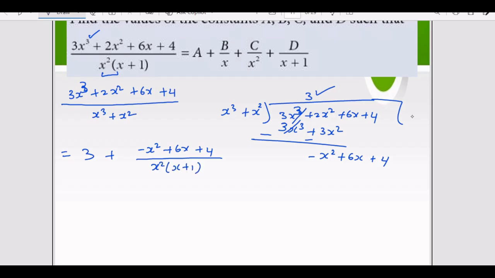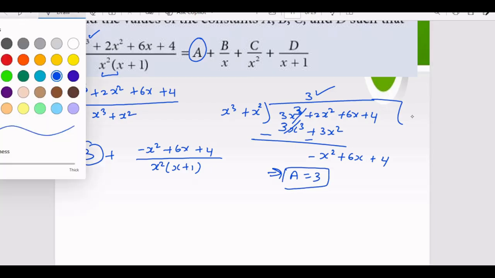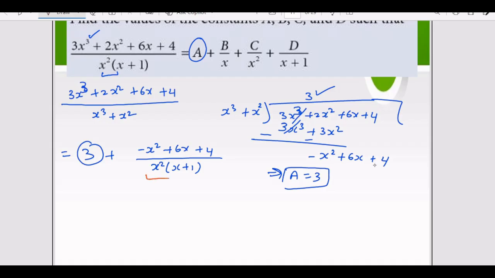So now we can see from here, if you compare the right hand side, we already got a equals 3, right? So once we got a equals 3, then I can take the second term. We will deal just with the second term here. So the second term that we have here is this one, right? So this is minus x squared plus 6x plus 4 over x squared into (x + 1).